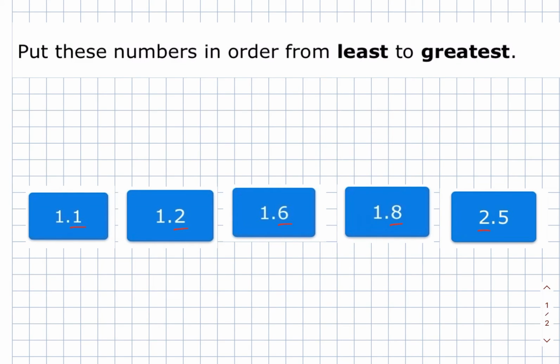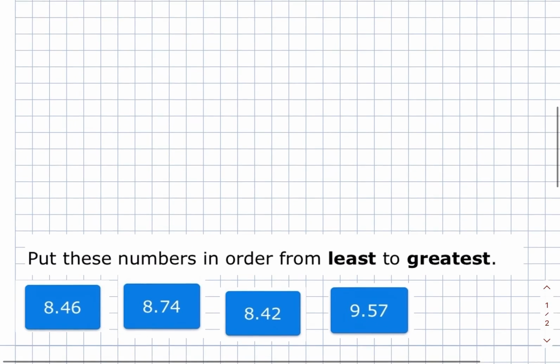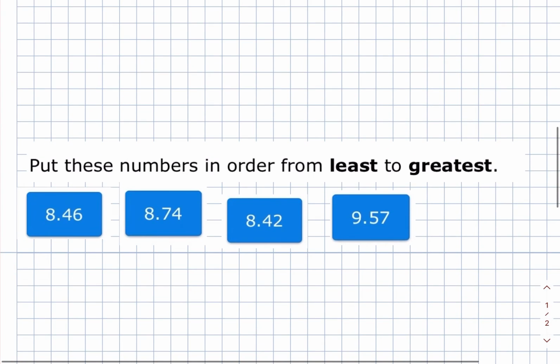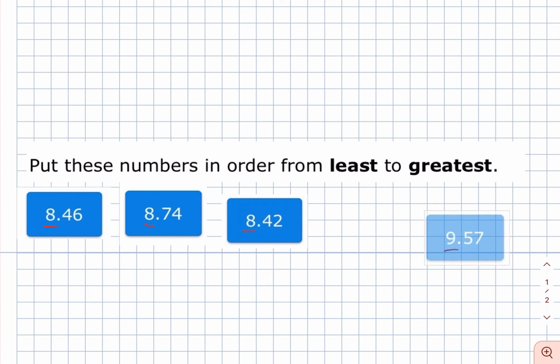Now, if the number has more than one number after the decimal, we'll follow that same process and just continue further after the decimal. Let's try that out. So here we've got an 8, an 8, an 8, and a 9, which means the 9 is going to be the greatest. So that'll be furthest to the right.